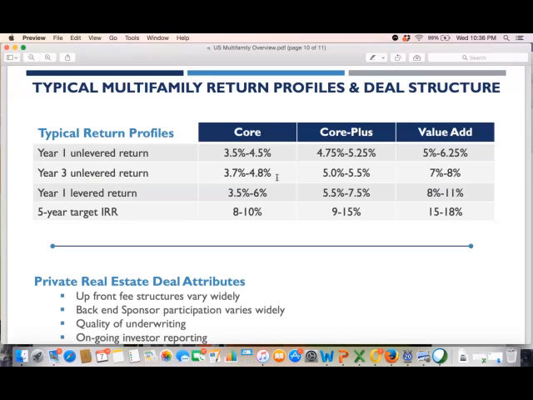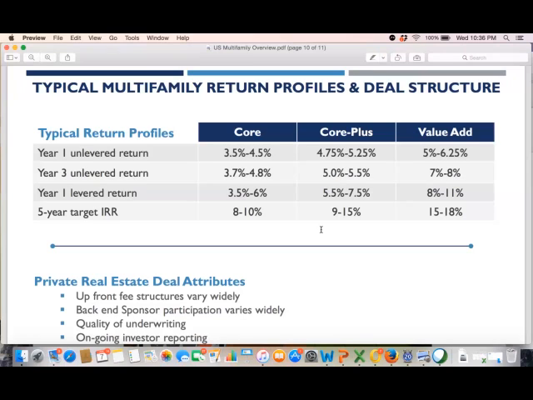And you see here corresponding unlevered returns. I use year 3 because that's where you get the pop from value add, right? You do the work. Hopefully your rents increase because you've improved the property or mitigated the issues, and then you see the benefit. Year 1 leverage returns. That's really what you get after you put the loan on.